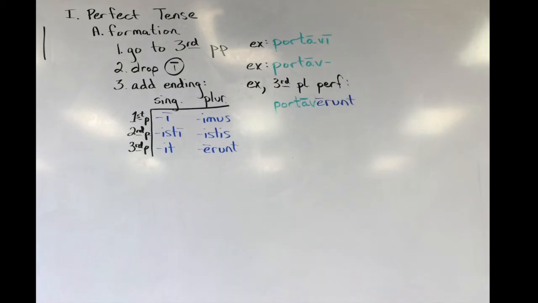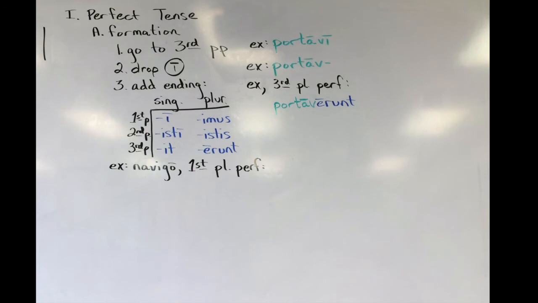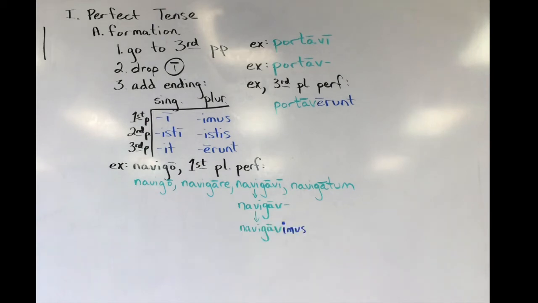On your own, try to get the first person plural form in the perfect tense for the verb navigo. Pause the video if you need to. If you did it correctly, you first went to the third principal part of navigo, which is navigavi. Then you dropped the i, giving you the stem navigav, and then you added the ending imus.